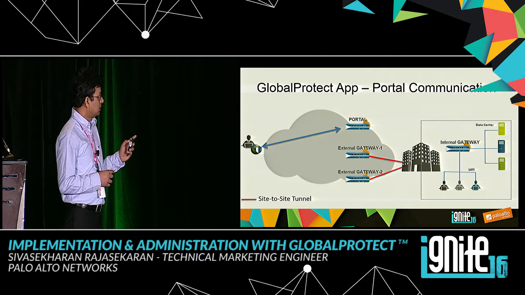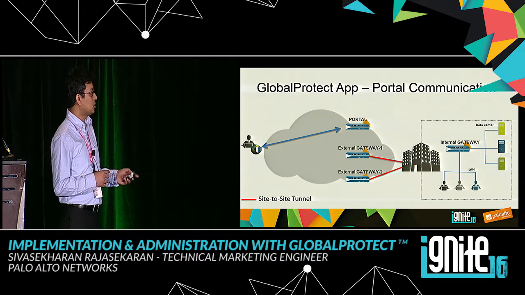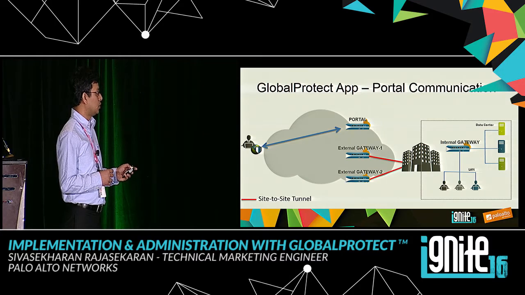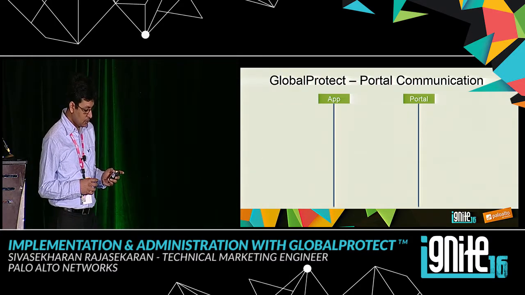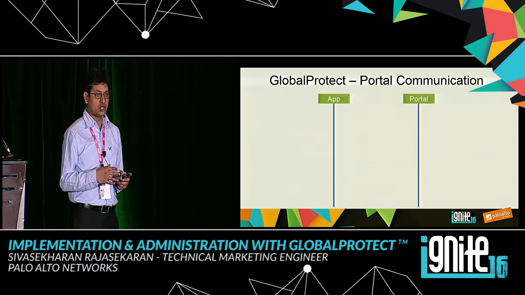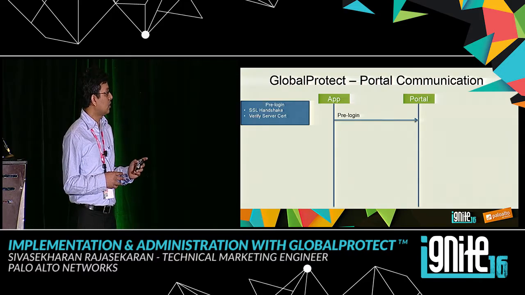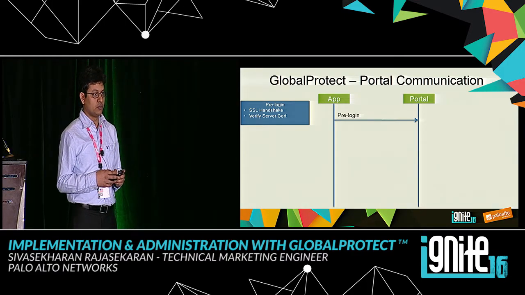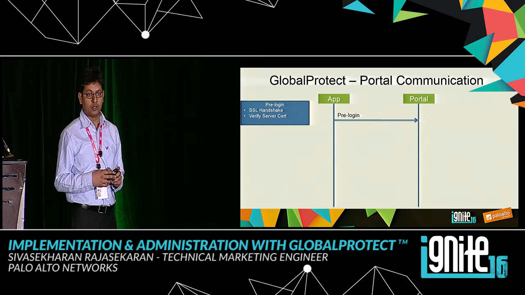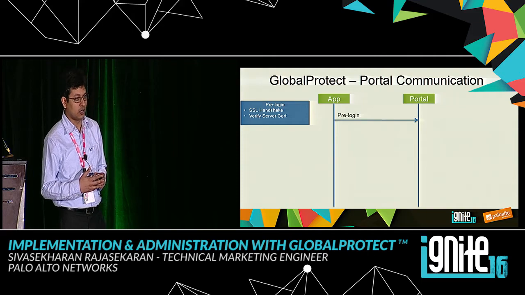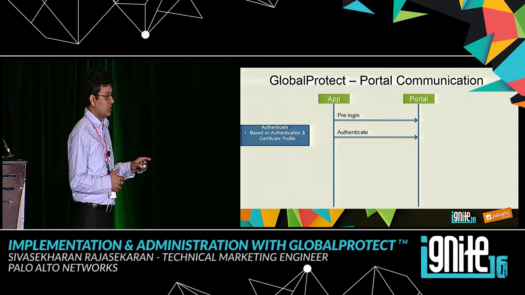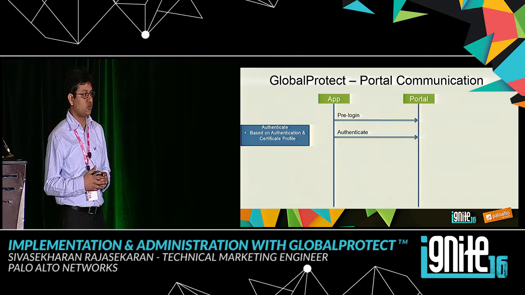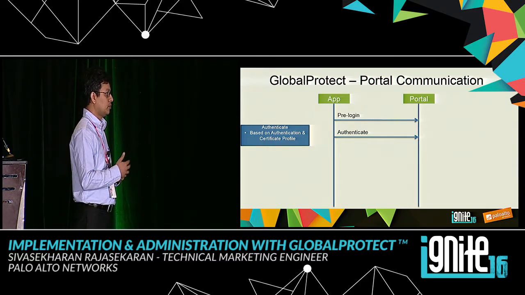Now, the first connection that the user on your endpoint would make is connecting to the portal. Let's focus more on what the app would do when it talks to the portal. When the user initiates the connection, the app goes and talks to the portal first, in what we call pre-login. During pre-login, the app does an SSL handshake with the portal and verifies the server certificate of the portal. That helps the app validate whether it is talking to the right portal or not. And after pre-login, we get into the authentication phase. This is when the user gets authenticated to the portal.